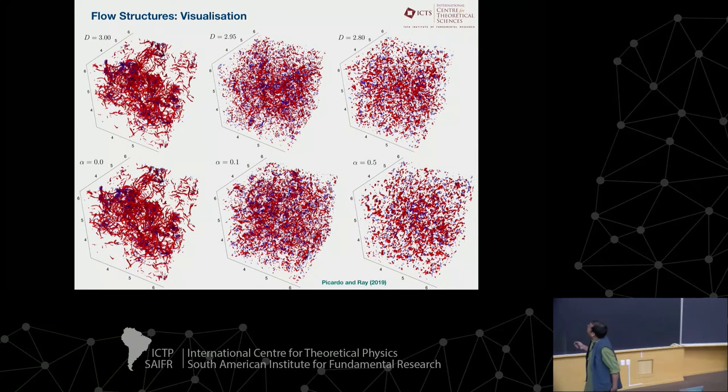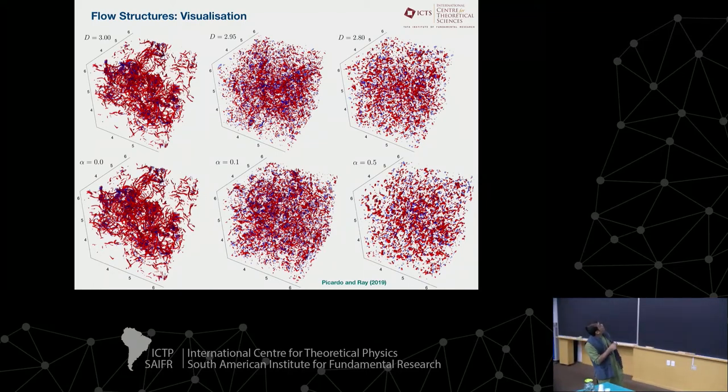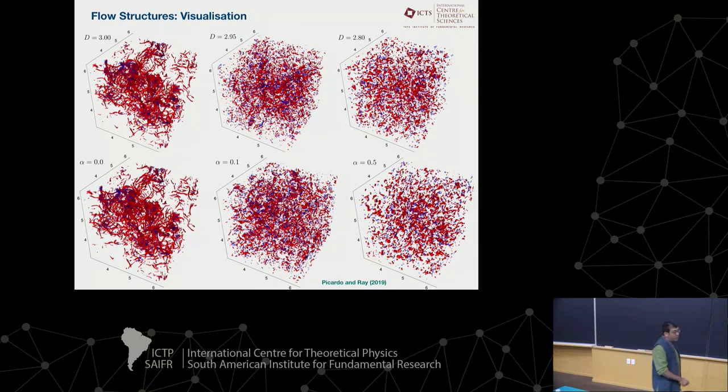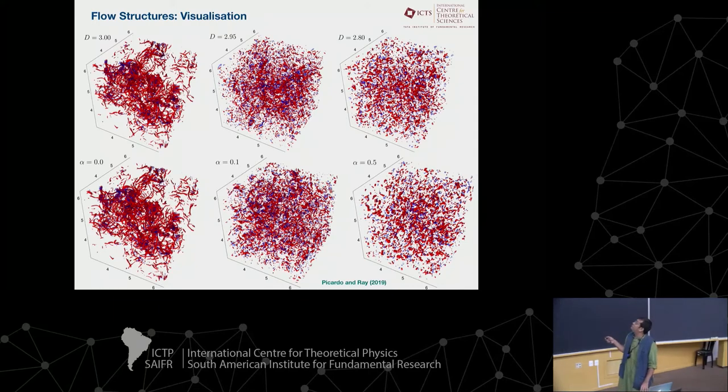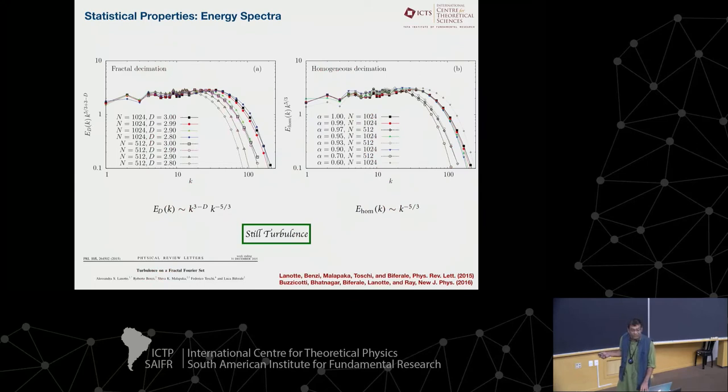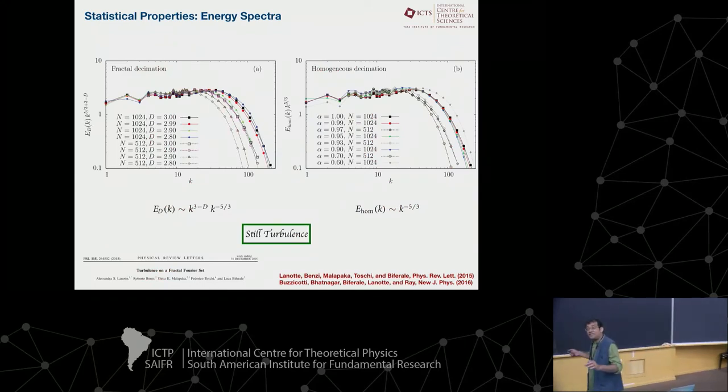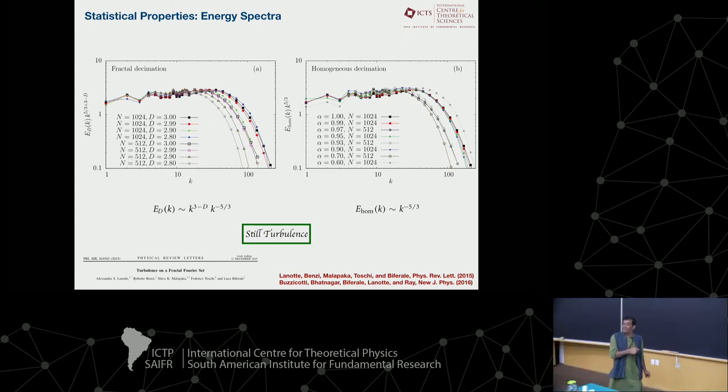So the first thing that one notices in these decimated flows, so that's an example of a three-dimensional flow, the vortex filaments, is that as soon as one reduces the effective degrees of freedom, you see that slowly the small-scale structures, the highly intermittent vortical tubes, start to disappear. But I should emphasize that this is still turbulence in the sense that you still have the k minus 5/3 scaling of the energy spectrum.